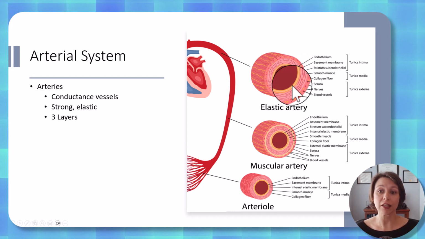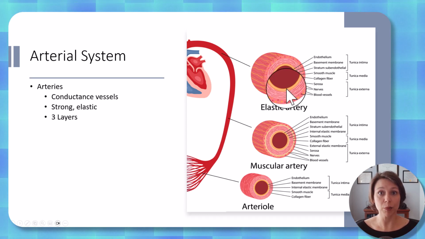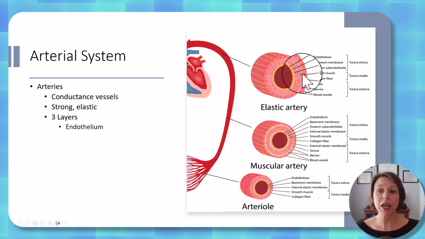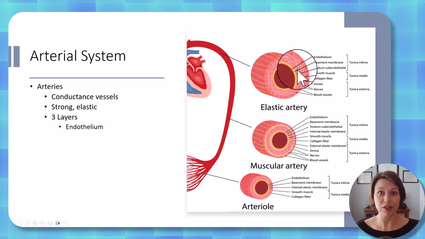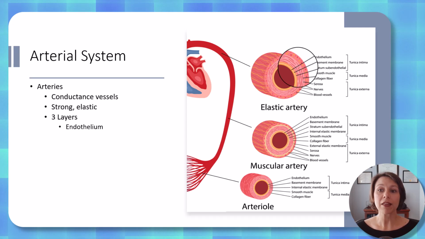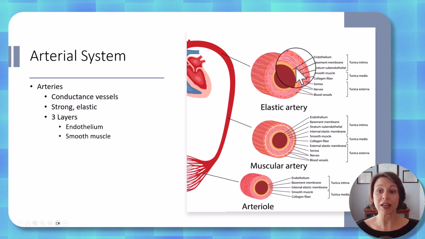First, the endothelium, which lines the inner part of the vessel. And then we have a layer of smooth muscle that's going to help us vasoconstrict when we need it or vasodilate. And then we also have connective tissue.